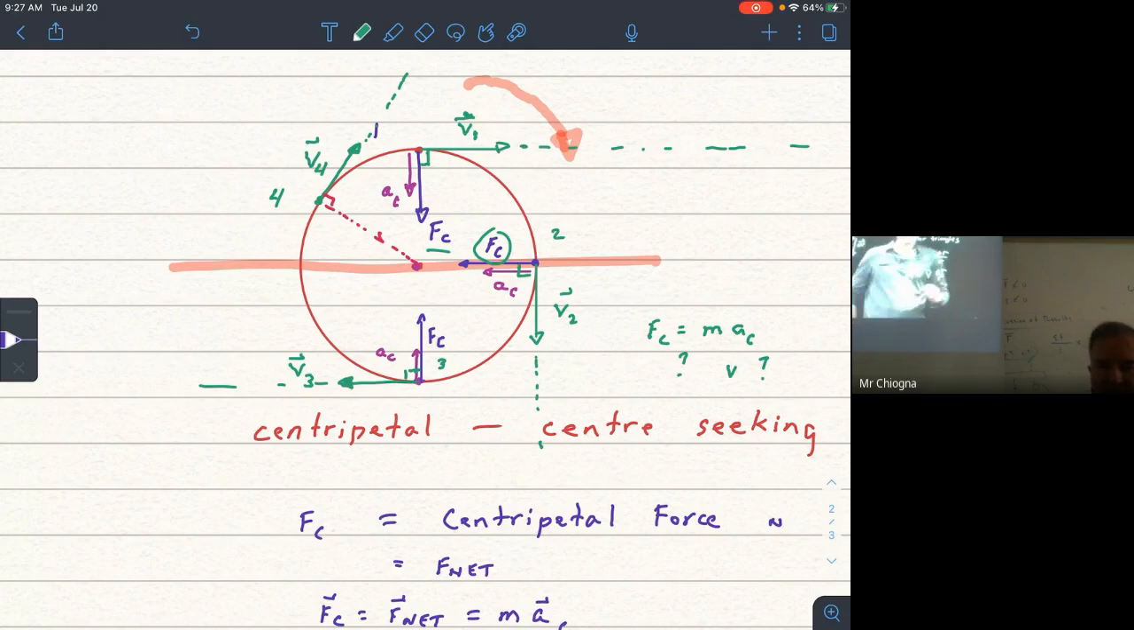Now let's plug that into A. The magnitude of A, we said, was delta V over delta T. And here's my delta V, so I can plug that in. I get V over R times delta R over delta T. But delta R over delta T is just how far you've gone in some amount of time, which is again just your speed. Delta R over delta T is just V.